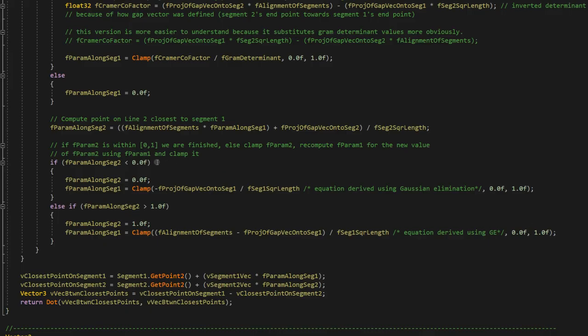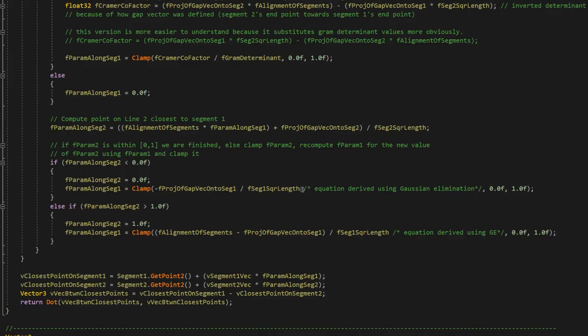Since the parameter along segment 2 is less than 0, we set it to 0 to keep it within the segment's range. We set parameter 1 to the projection of the gap vector onto segment 1 scaled back into linear units with the division, then clamped within the extrema of the segment. This is almost exactly what we did when the parameter along segment 1 was 0 earlier in the function.